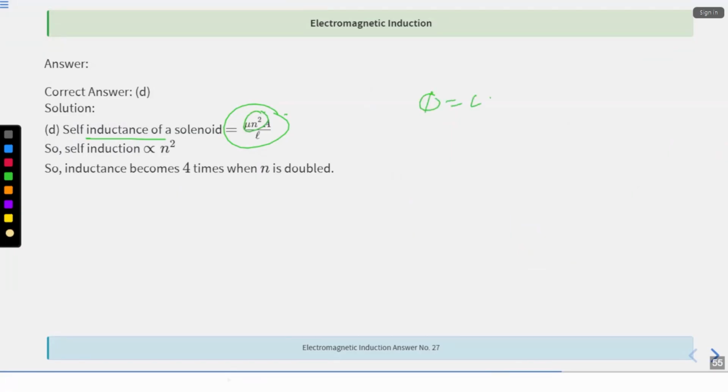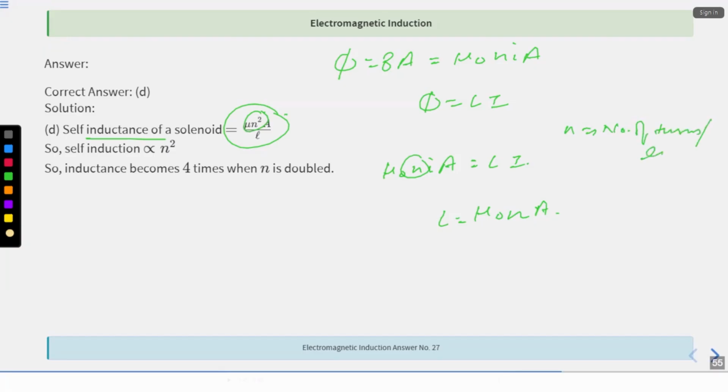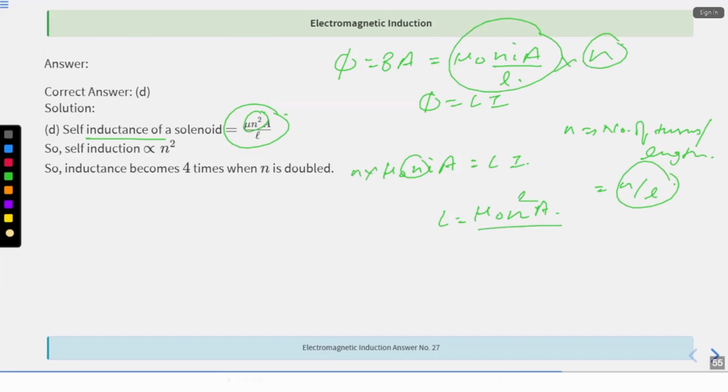Why so? Because phi is Li, and for solenoid, phi is given by B into A, and in case of solenoid, B is given by mu naught n I. Okay, so mu naught n I into A is equal to Li. So L would be mu naught n, I will cancel it, give you A. Then replace n with number of turns per unit length, so it would become N by L. So it would be mu naught N by L, and let's say this is for one turn. For total number of turns, it would be multiplied with n, and you will get mu naught n squared A by L.